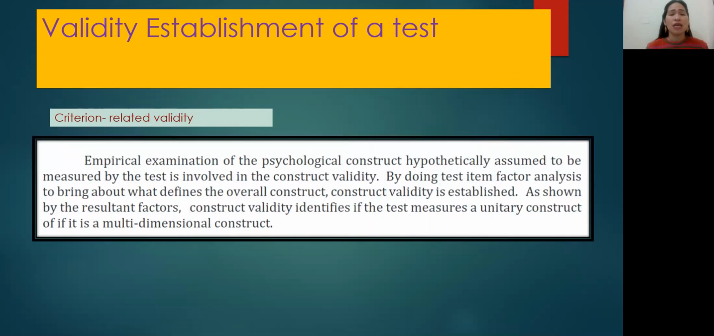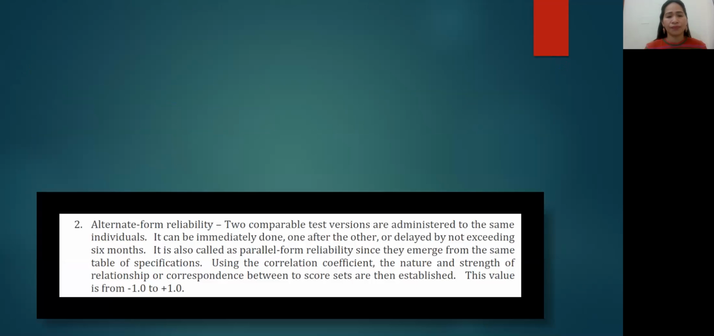Construct validity involves empirical examination of the psychological construct hypothetically assumed to be measured by the test, by doing test item factor analysis to bring about what defines the overall construct. Construct validity is established as shown by the resultant factors. Construct validity identifies if the test measures a unitary construct or a multi-dimensional construct.